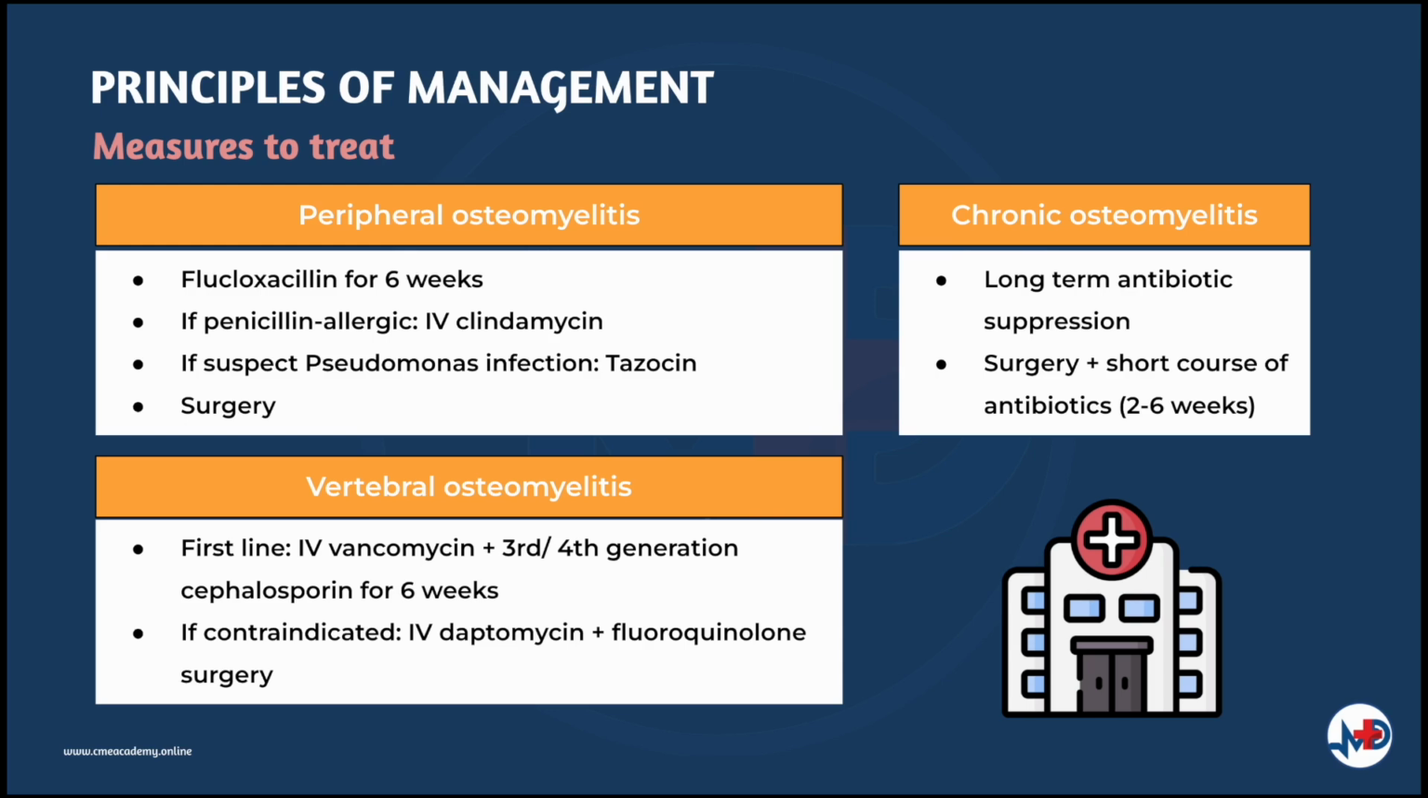For vertebral osteomyelitis, the preferred antibiotics would be vancomycin and third or fourth generation cephalosporins such as ceftriaxone for 6 weeks. If the first-line treatment is contraindicated, patients can be given daptomycin and fluoroquinolones such as ciprofloxacin. Surgery is usually considered if there are progressive neurological deficits, progressive deformity, and spinal instability with or without pain. In chronic osteomyelitis, the treating physician will prescribe long-term antibiotic suppression and usually surgery is required. After surgery, a short course of antibiotics, which is usually 2 to 6 weeks, is prescribed.